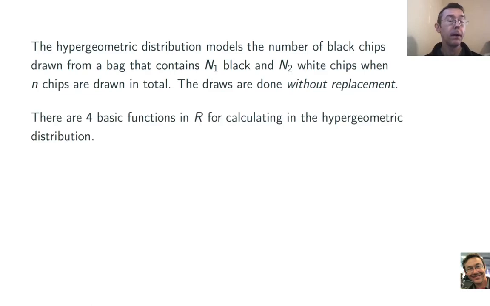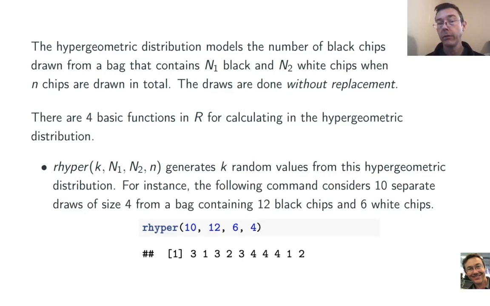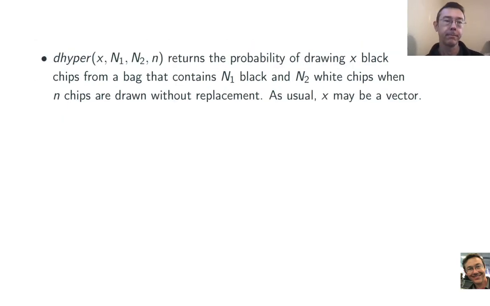When you're computing in the hypergeometric distributions in R, there are four basic functions you want to know. The first is rhyper, and this is going to generate k random values from a hypergeometric distribution where you have n1 black chips, n2 white chips, and a sample size of n chips drawn from that bag. For instance, rhyper(10, 12, 6, 4) generates 10 different values, each of which representing the number of black chips drawn when a draw of size 4 is done from a bag with 12 black chips and 6 white chips.